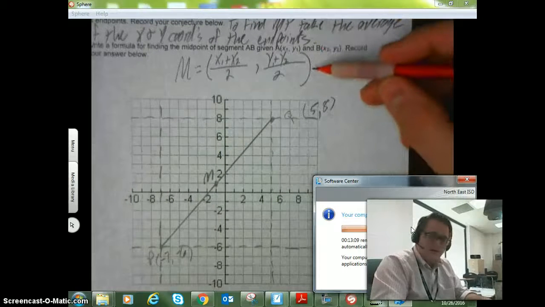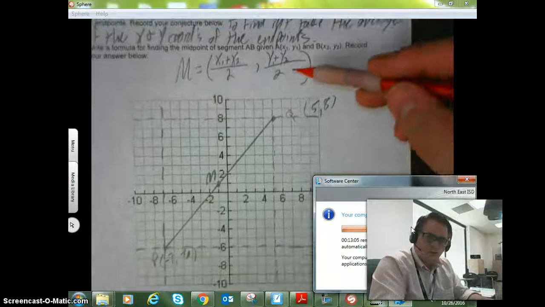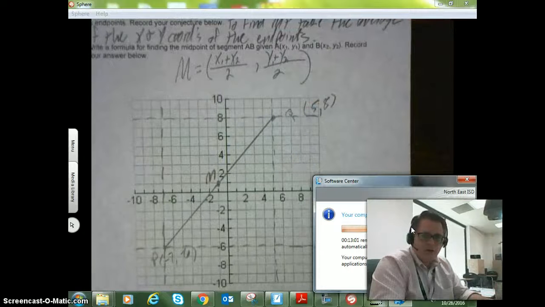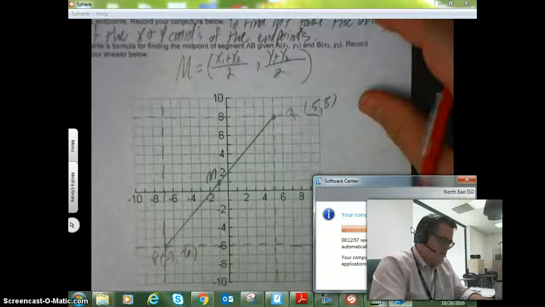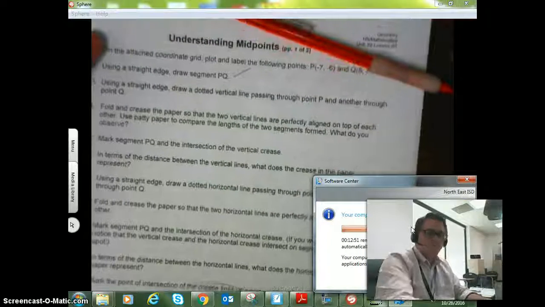And I'll come back with another video here in a little bit to show how we use it, because not only could we use it to find the midpoint, but we could also use it to find endpoints. So there's the investigation that shows where midpoint came from.